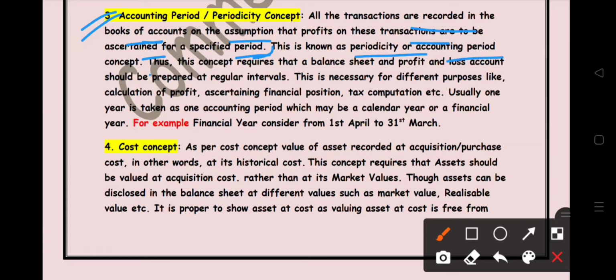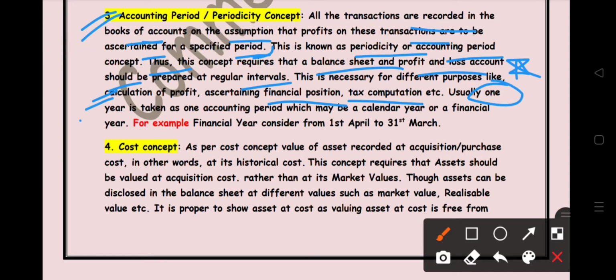Thus this concept says that the balance sheet and the profit and loss account should be prepared at regular intervals. This is the important point here. The periodicity concept or the accounting period is important to ascertain the profit and loss of the business while doing all the business transactions. It is necessary for different purposes like calculation of profit, ascertainment of financial position, tax computation, etc.